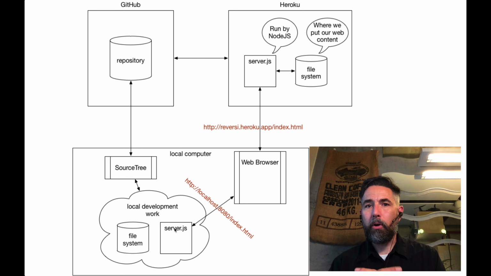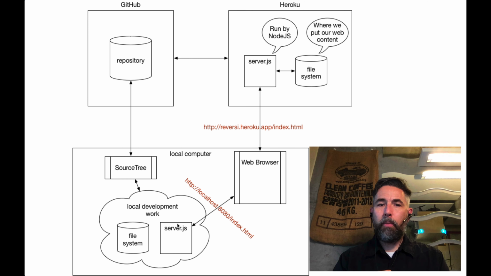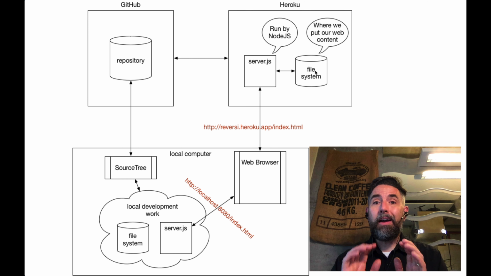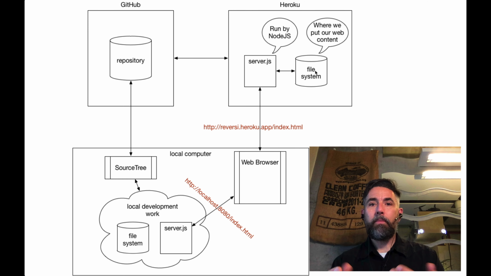Server.js is a Node.js program that we can run on our own machine. If we decide to check it into our Git repository and use a program like SourceTree, which manages Git, and we push those changes out to GitHub and our repository there, Heroku will be notified. We'll download the information from the repository, and we'll have an equivalent copy of server.js and the file system placed in the cloud that matches what we have on our development machine.